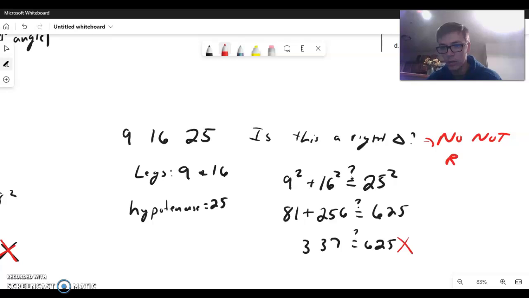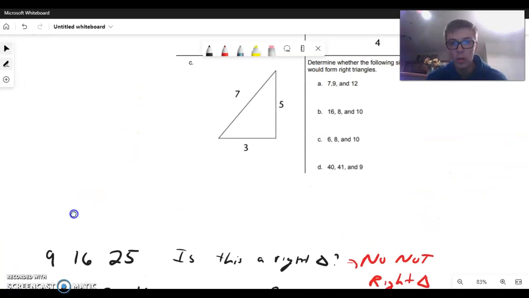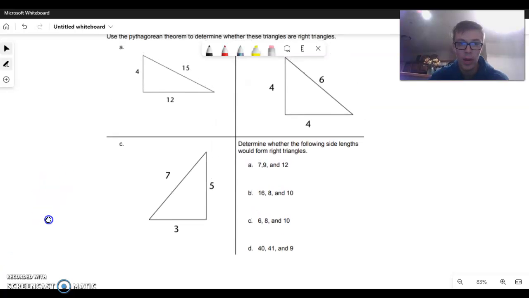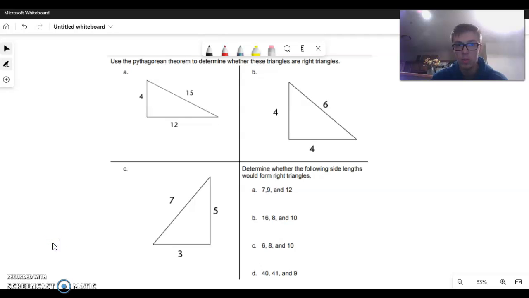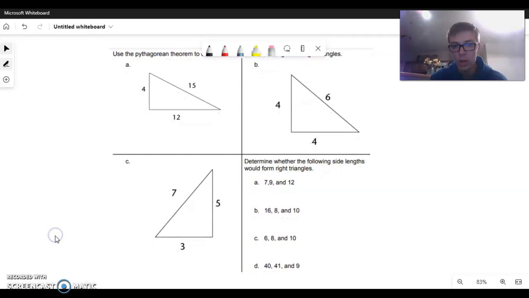That's all I have to say there. No, not a right triangle. If you want to explain why, it's because the Pythagorean theorem does not work. That's the explanation. All right, so now what I want you to do is, at the bottom of your paper, you have this set of problems. I want you to use the Pythagorean theorem to determine whether these triangles are right triangles. Make sure that after you get it completed, you're checking with the answer key on Canvas, and then submitting a photo to the Canvas assignment as well. And then please watch that final video over some history of the Pythagorean theorem as well.